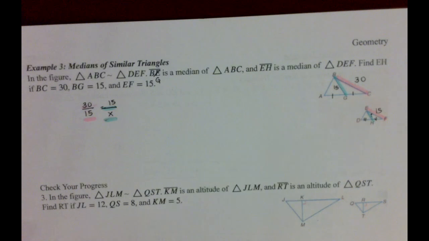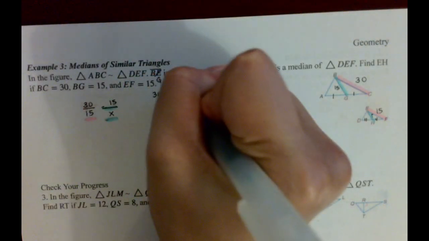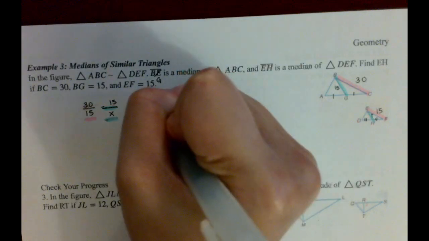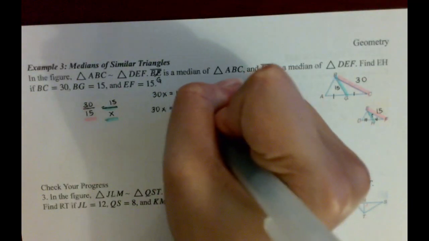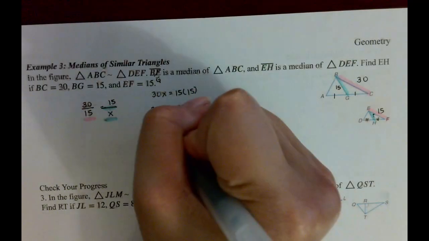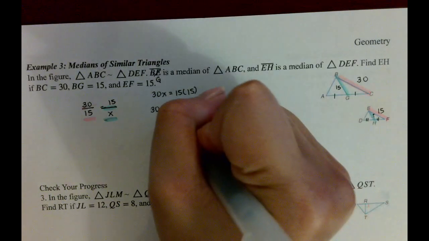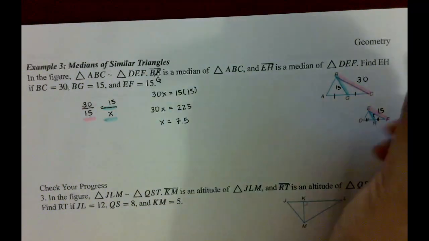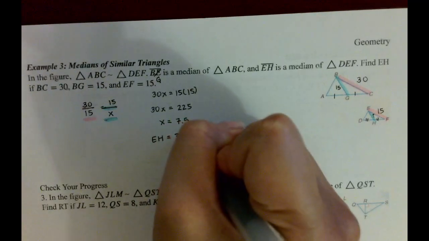Then let's cross multiply. So then 30 times x is 30x. 15 times 15, 225. Right? And then I'm going to divide by 30 on both sides. And this gives me 7.5. And so what that means is that EH is 7.5 units long.